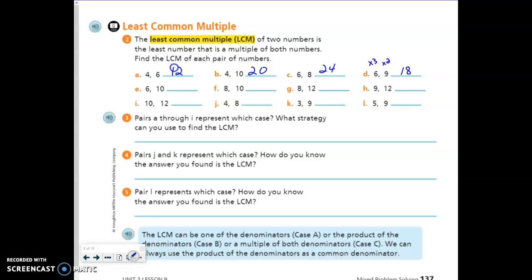So our LCM for that one, I'm not saying that 36 doesn't go into both of them. I'm not saying that 54 doesn't go into both of them, but the lowest common multiple, that smallest number that goes into both, is 18.